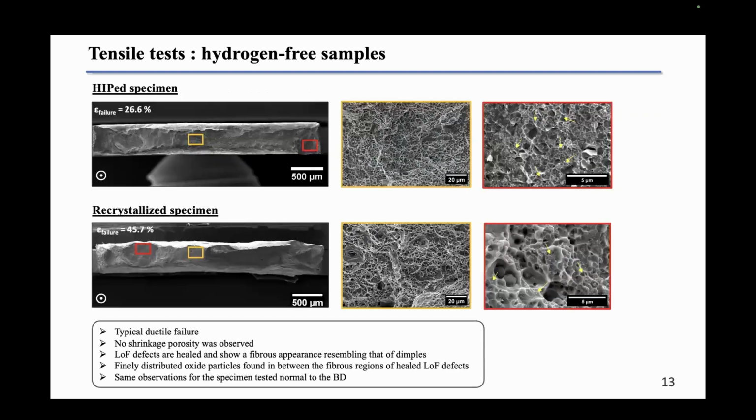For the HIPed and recrystallized specimens, we have a dimpled and ductile fracture, and we can observe finely distributed oxide particles on the healed regions of lack of fusion.